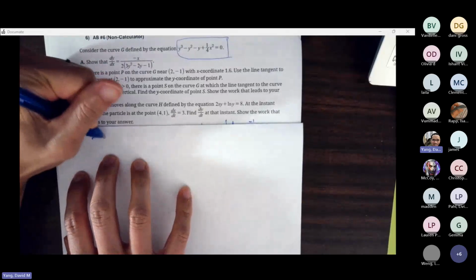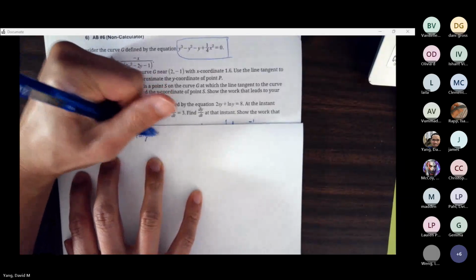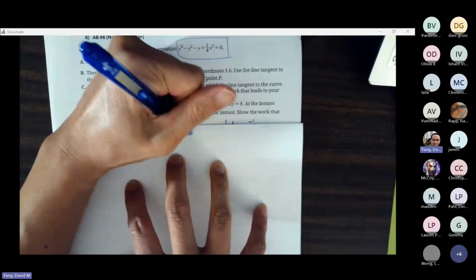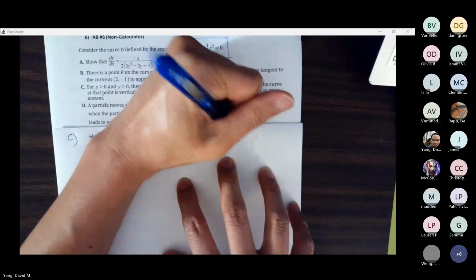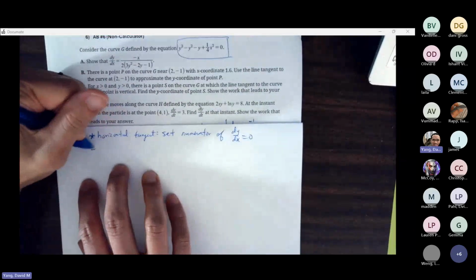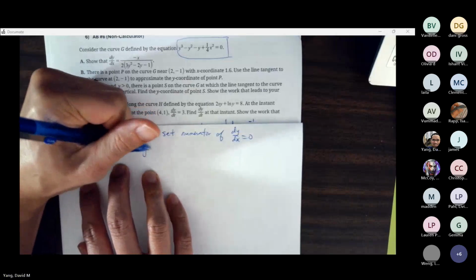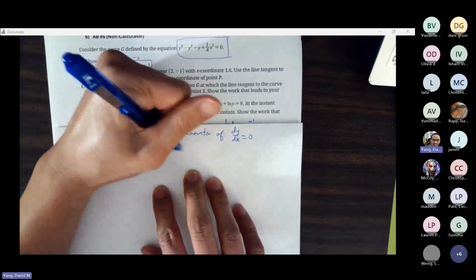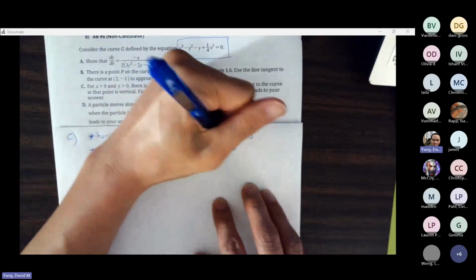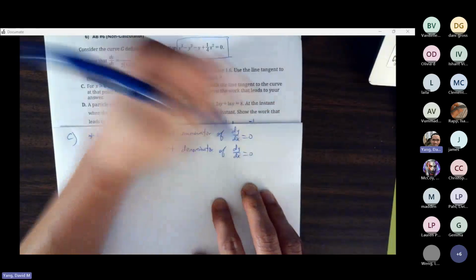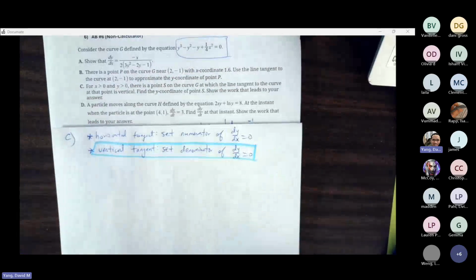If I want to find a horizontal tangent, you want to set the numerator of your derivative equal to 0. But if you want to find the vertical tangent, where your slope is undefined, you're going to be focusing on the denominator. You want to set the denominator of your derivative equal to 0. In this problem, they're only asking about vertical tangent. So we're going to be focusing on this strategy here.